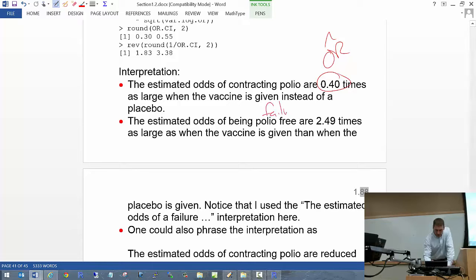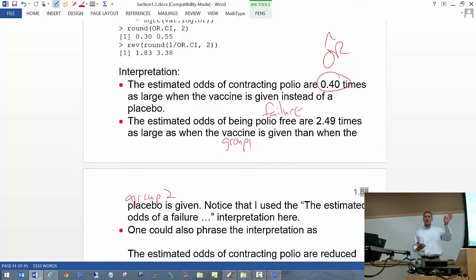And so what I'm doing here is essentially, in the way that we had defined it in our tables, polio-free is the failure. Okay? Group 1 is the vaccine. Group 2 is the placebo group. So going back to some of my previous stuff, that's where that's coming from. I'm essentially using this as an interpretation of the odds of a failure.